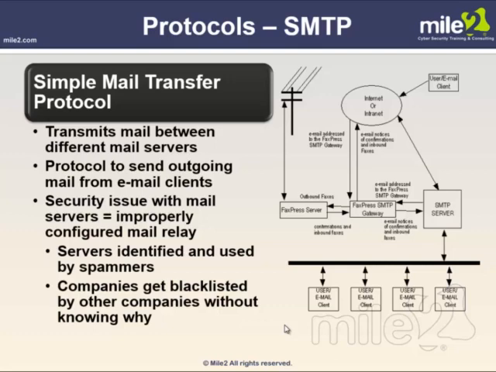We have security issues with mail servers, such as being improperly configured as mail relay servers, which allows people to send out unsolicited emails using your mail server. The server is identified and used by spammers, and companies get blacklisted by other companies without knowing why. Well, it's because they have port 25 open and their server configured as a mail relay server. That means we can use it and abuse it.